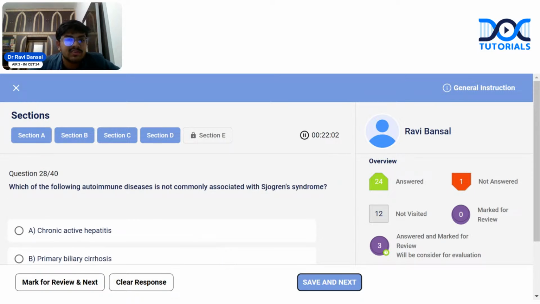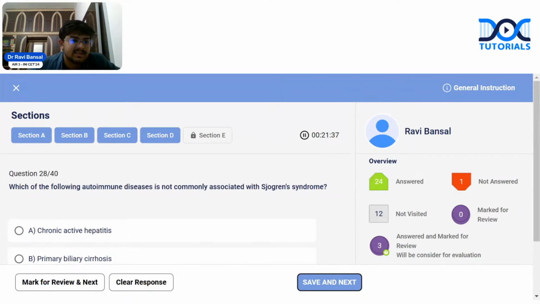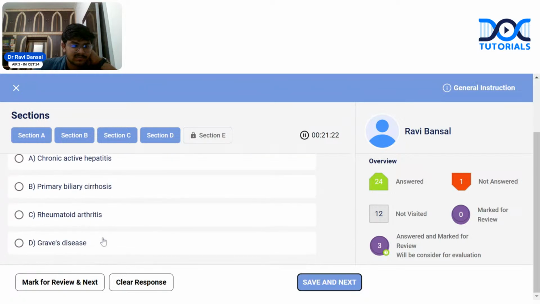Which of the following autoimmune diseases is not commonly associated with Sjogren syndrome? So in Sjogren syndrome, which disease is not seen? Chronic active hepatitis and Sjogren, obviously, they have some link. Primary biliary cirrhosis, rheumatoid arthritis, and Graves' disease. So chronic active hepatitis is associated with Sjogren. I remember it. PBC, primary biliary cirrhosis, can be associated with Sjogren syndrome.